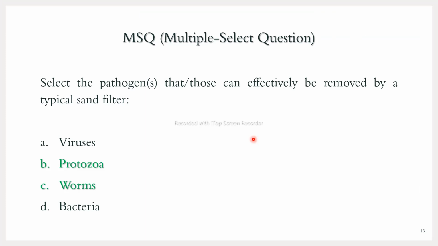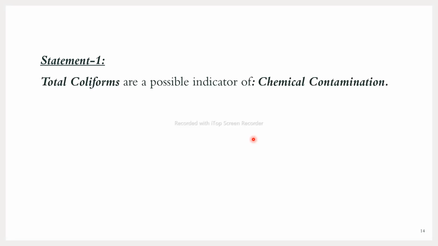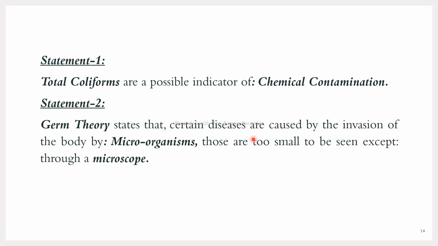Okay, so let's go to our next question. So there is a statement. Statement one is total coliforms present are a possible indicator of chemical contamination. And statement two is germ theory states that certain diseases are caused by the invasion of the body by microorganisms that are too small to be seen except through a microscope.